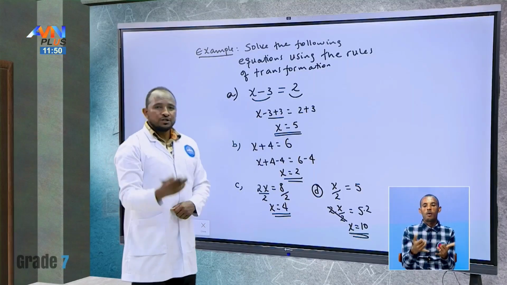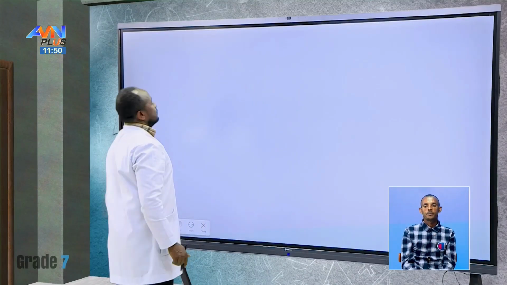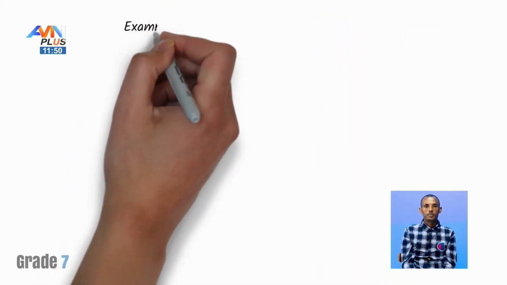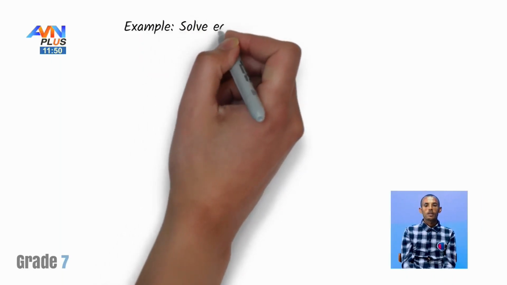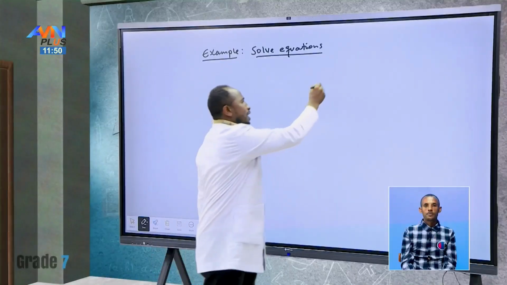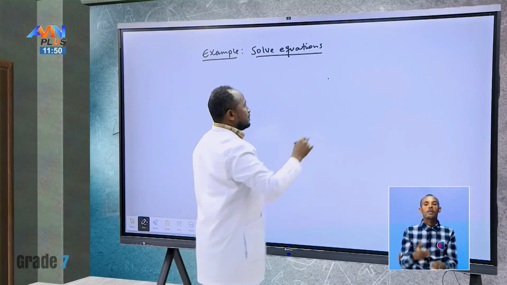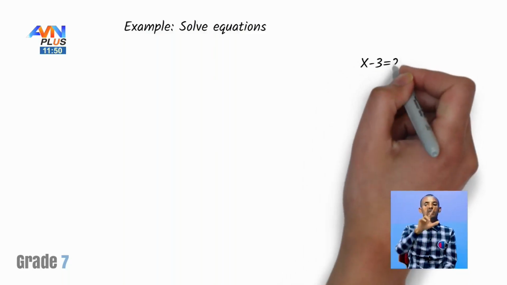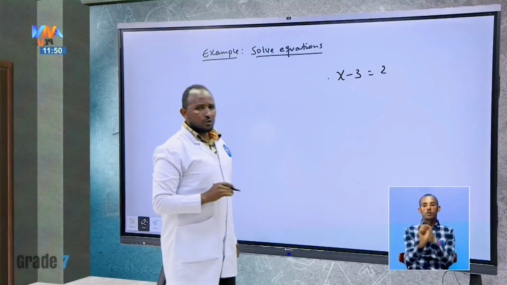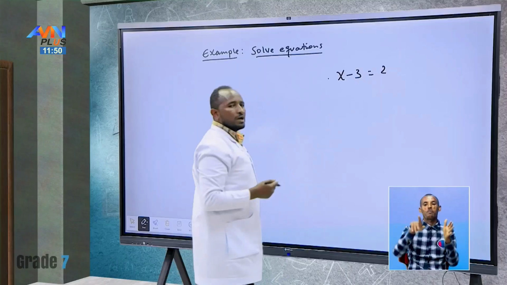Now, let's proceed to the next section. Example. Let's see one thing here. In the earlier example, we have seen this one, x minus 3 is equal to 2. To solve such an equation, just by adding the opposite of this to both sides, we can solve it.